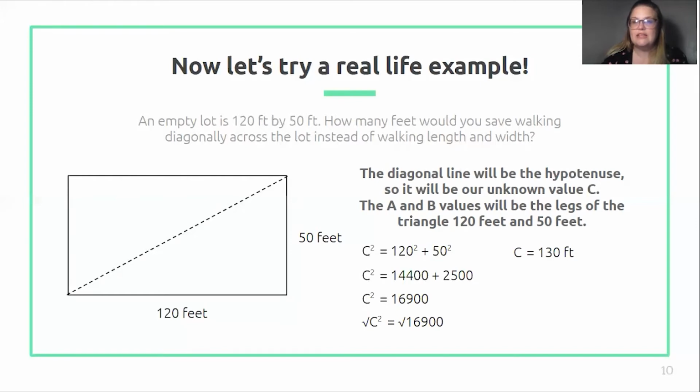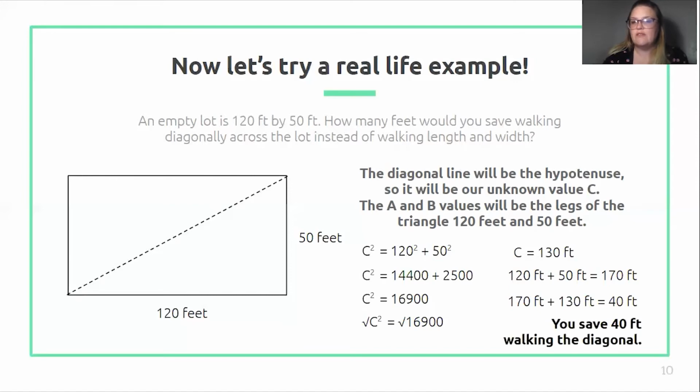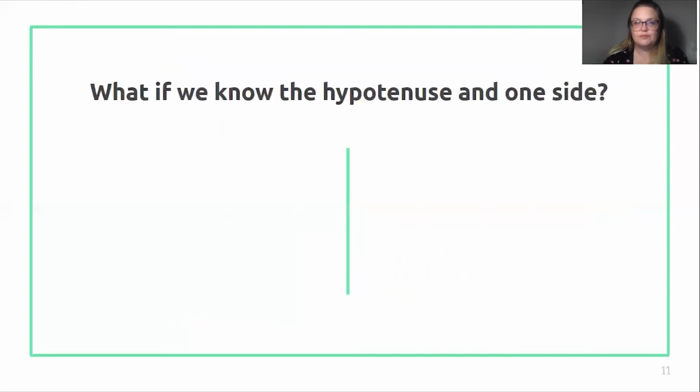Now the question asks how many feet would we save walking diagonally across the lot? So the next thing we need to do is add up the length of the legs. 120 feet plus 50 feet tells us that if we had walked the edges of the lot, we would have walked 170 feet. Then we can subtract our 130 feet hypotenuse and see that we would have only walked 40 feet less if we walked the hypotenuse instead of the edges of the triangle. You save 40 feet walking the diagonal.